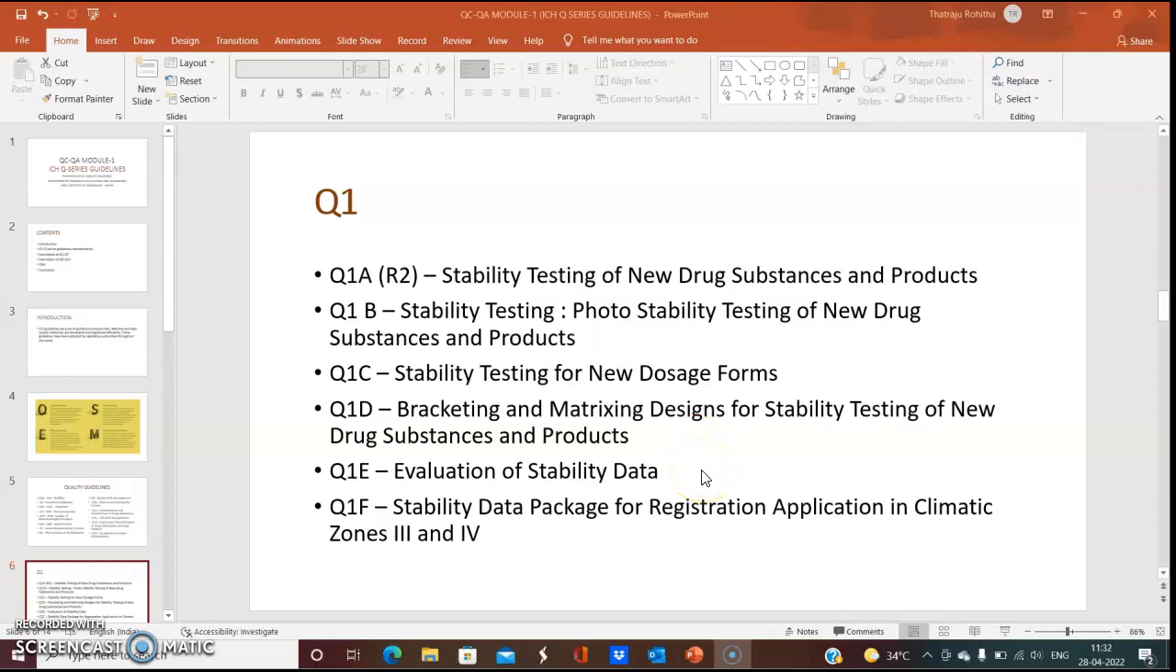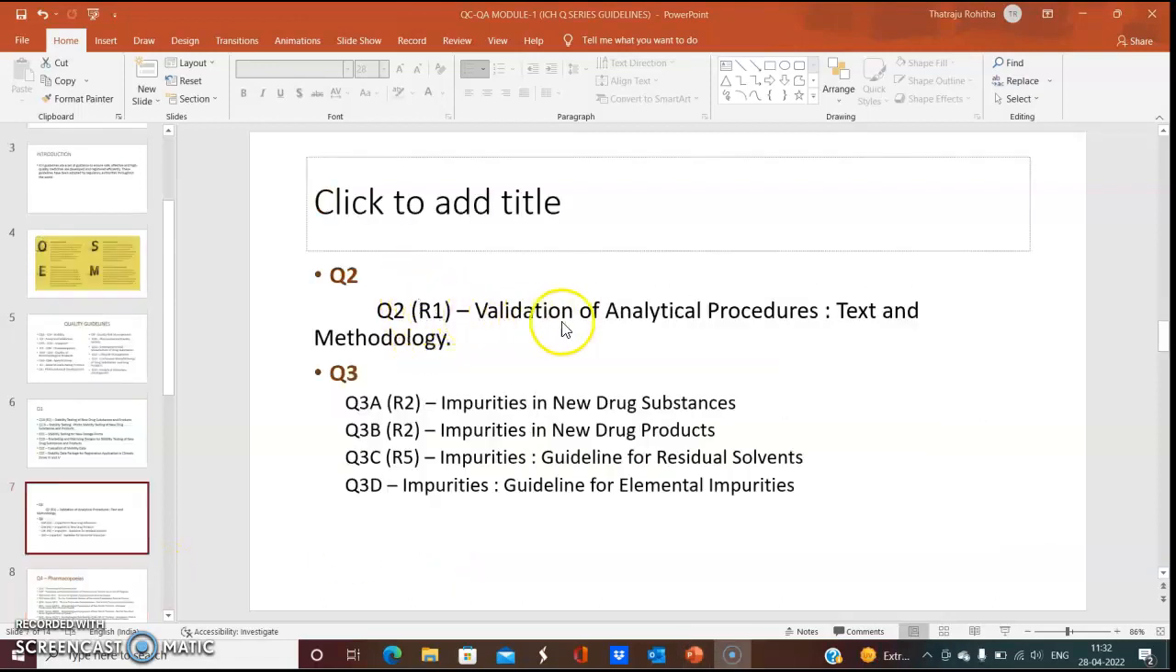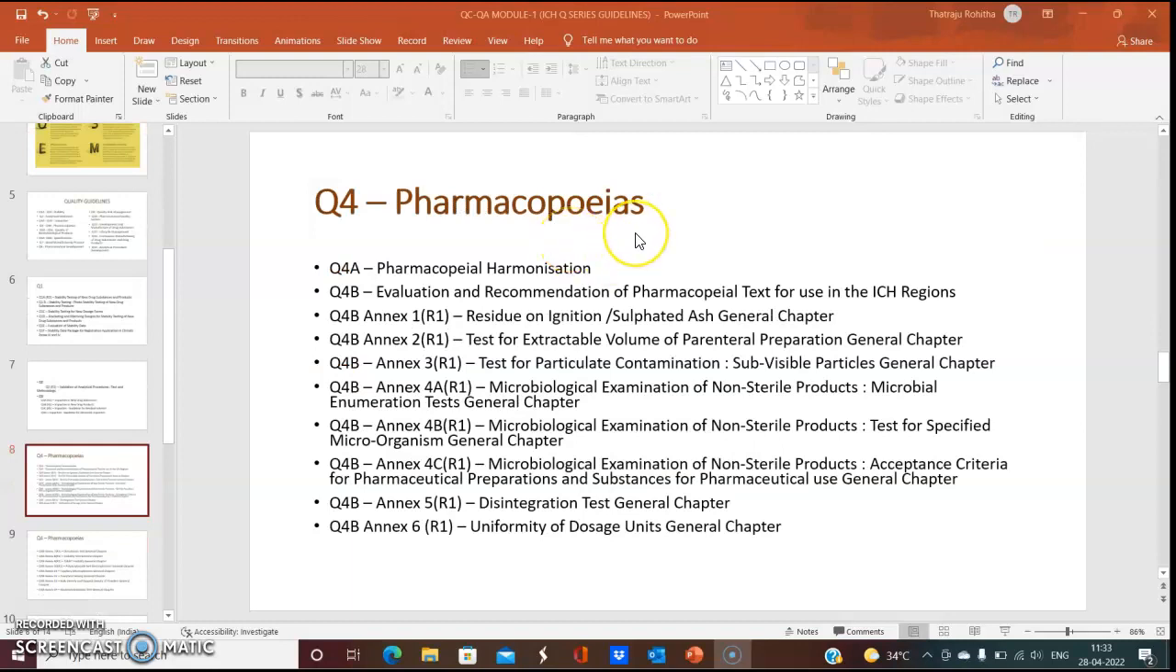Q1E stands for evaluation of stability data, and Q1F is for stability data package for registration application in climatic zones 3 and 4. Q2R1 is validation of analytical procedures, that is text and methodology. And coming to Q3, under Q3, Q3A-R2 is for impurities in new drug substances, Q3B-R2 is impurities in new drug products, Q3C-R5 is impurities guideline for residual solvents, and Q3D is also impurities where the guideline is for elemental impurities.